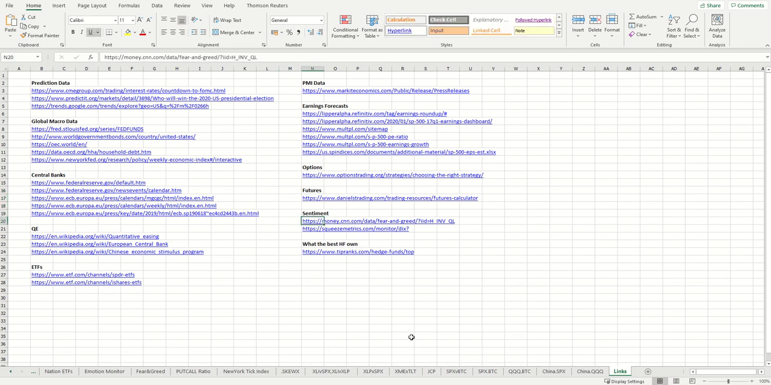And sentiment here we have squeeze metrics and money.cnn, which is great for sentiment indicators. And finally, this one here shows you what hedge funds are actually owning right now. And it'll show you the top performing hedge funds, what their key ratios are and what their performances are year to date, etc., and what they actually own, all for free.